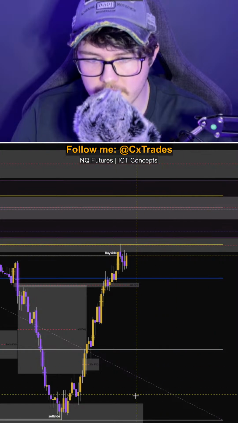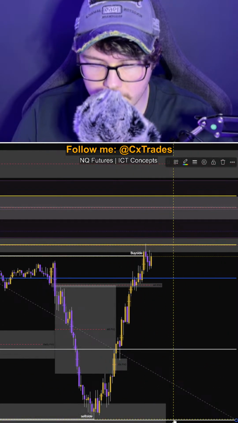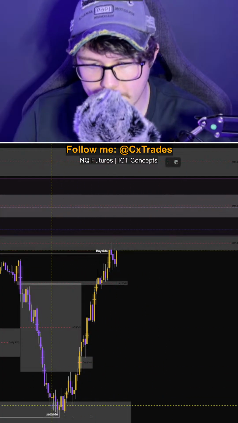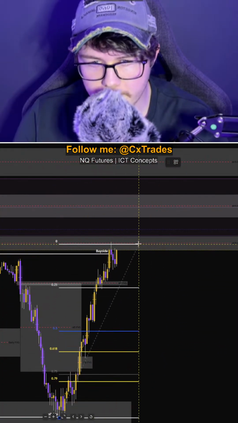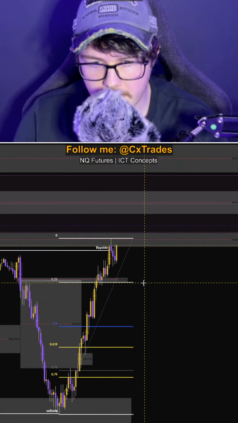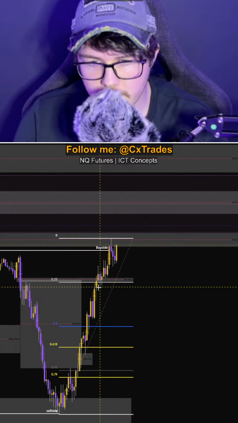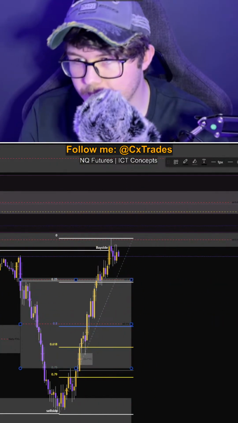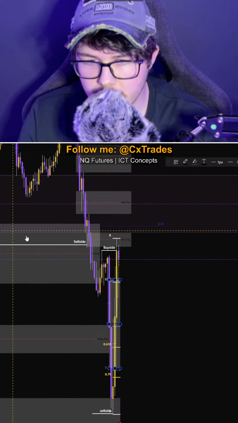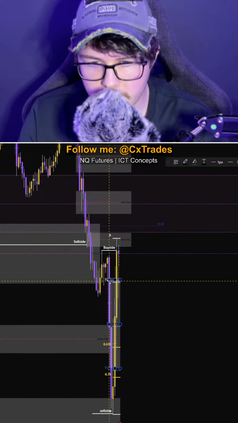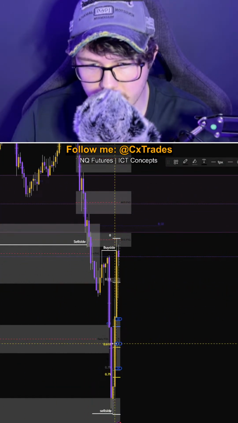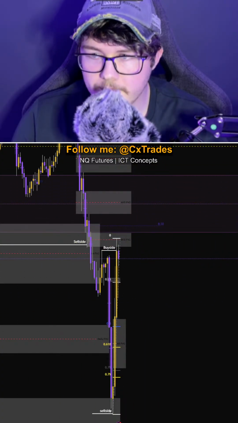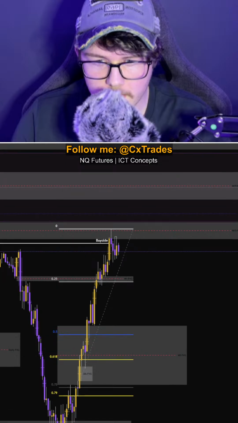I think what I'd want to see right here, right now, is a retracement long. I think that's what I would want to see. We have this big M5 IFEG. But we do have an M5 right here.